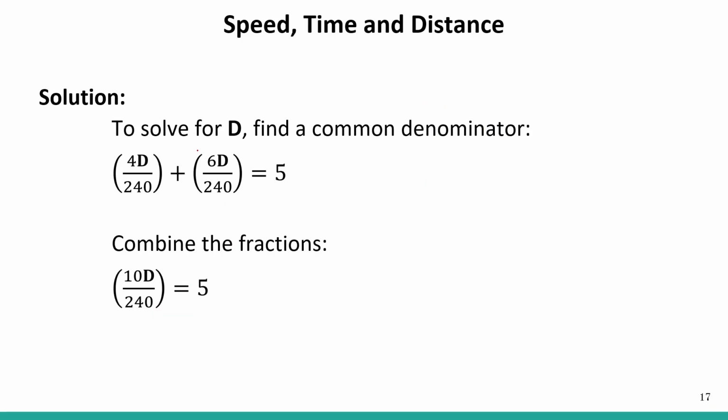So to solve for D, find the common denominator. So 4D by 240 plus 6D by 240 is equal to 5. It will be 10D by 240 is equal to 5. So this implies that D is equal to 5 by 10 into 240. That will be 120. Right?